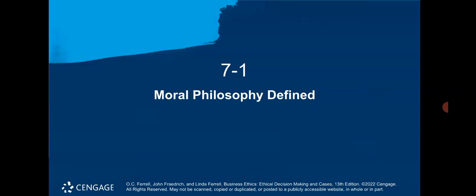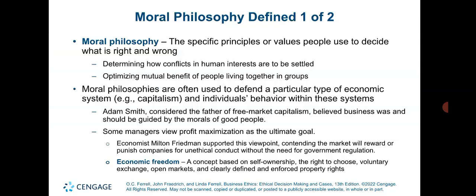First of all, let's define what we mean by moral philosophy of an individual. Moral philosophy refers to the specific principles or values people use to decide what is right and what is wrong. Business ethics decisions, intentions, or behavior are influenced by individual factors, and an individual will have a bearing on the organization because of their own moral philosophy. How do you decide on what is right and what is wrong? It is based on your moral philosophy.